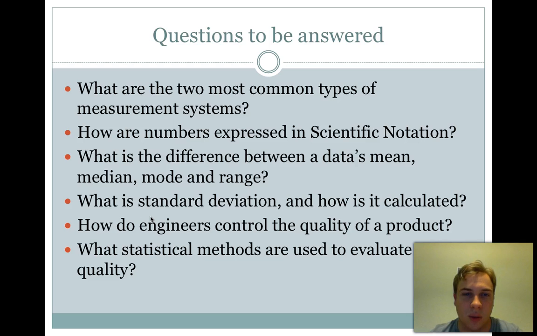What are the two most common types of measurement systems? How are numbers expressed in scientific notation? What's the difference between a data's mean, median, mode, and range? What is standard deviation and how is it calculated? Why do engineers control the quality of a product? And what statistical methods are used to evaluate quality?